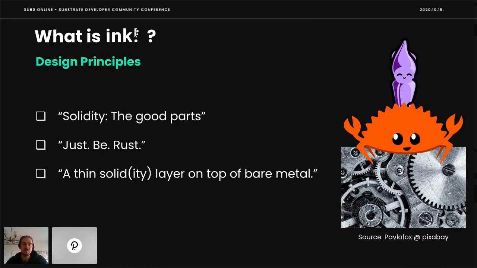So the design principles of Ink are Solidity, the good parts. There are many bad parts in Solidity. We only take the good parts, but Solidity is still a solid language that many people know and are very accustomed to. On the other hand, we want Ink to be just Rust and feel like Rust. So if you know Rust very well and feel very comfortable writing Rust, you should also feel very comfortable writing Ink. And on top of that, we really try to make its code generation very solid. So it's just a thin, solid layer on top of bare metal.